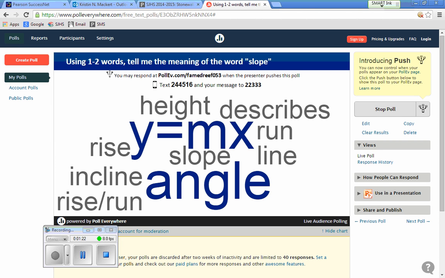I really like this word incline. Okay, who texted that one? That was a good one. Good job, Zara. That was excellent. Incline was great. Now this y equals mx, it's larger because more than one of you typed that in.